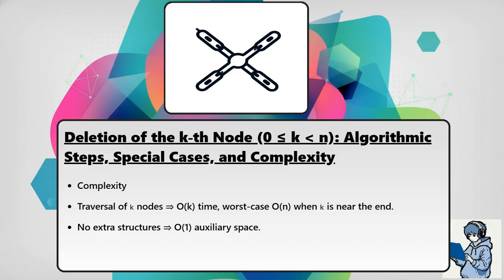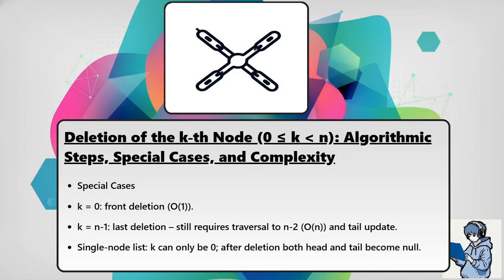Complexity: traversal of k nodes, O(k) time, worst case O(n) when k is near the end. No extra structures, O(1) auxiliary space. Special cases: k equals 0, front deletion, O(1). k equals n-1, last deletion still requires traversal to n-2, O(n), and a tail update. Single node list: k can only be 0, and after deletion both head and tail become null.